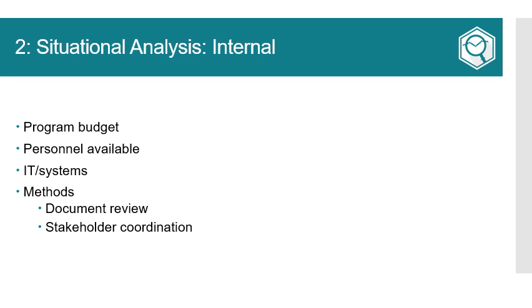Some internal factors to consider when conducting your situational analysis are, what is the program budget that we have available? What personnel do we have available to work on the program? What IT or systems do we need to establish or do we have at our disposal already in order to implement the program? This is a good time also to take into account existing documentation at our disposal, such as previous evaluations and monitoring documents from other programs.